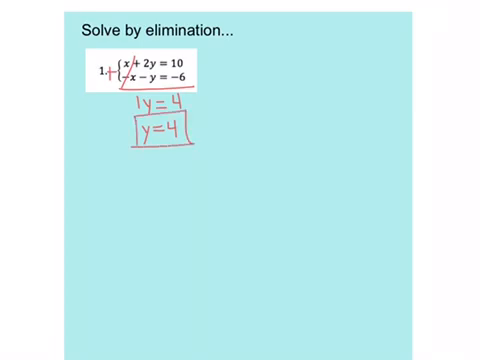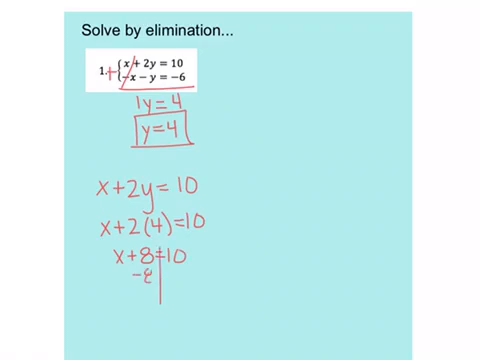Now I'm going to take that and plug that back into one of the equations to figure out what x is going to be. So I'm going to use the first equation, x plus 2y equals 10. And now I know that y is 4, so I'm going to substitute that in. 2 times 4 is going to be 10. So I know 2 times 4 is 8. And now I'm just solving for x. So I'm going to subtract 8 from both sides. So x is going to equal 2.